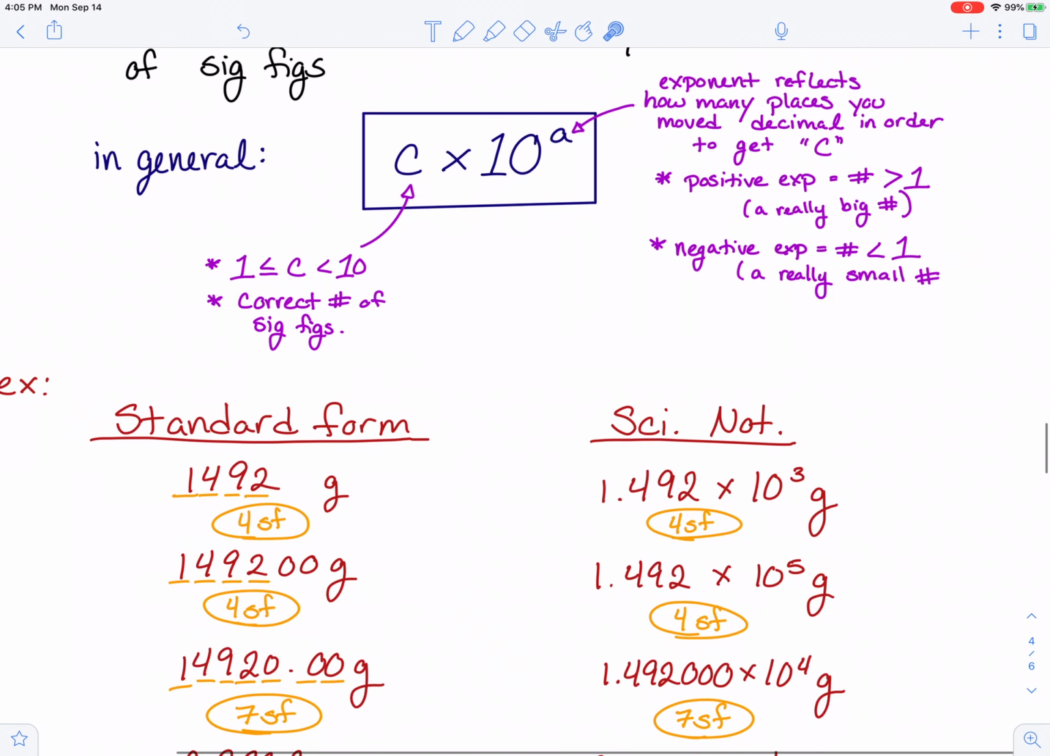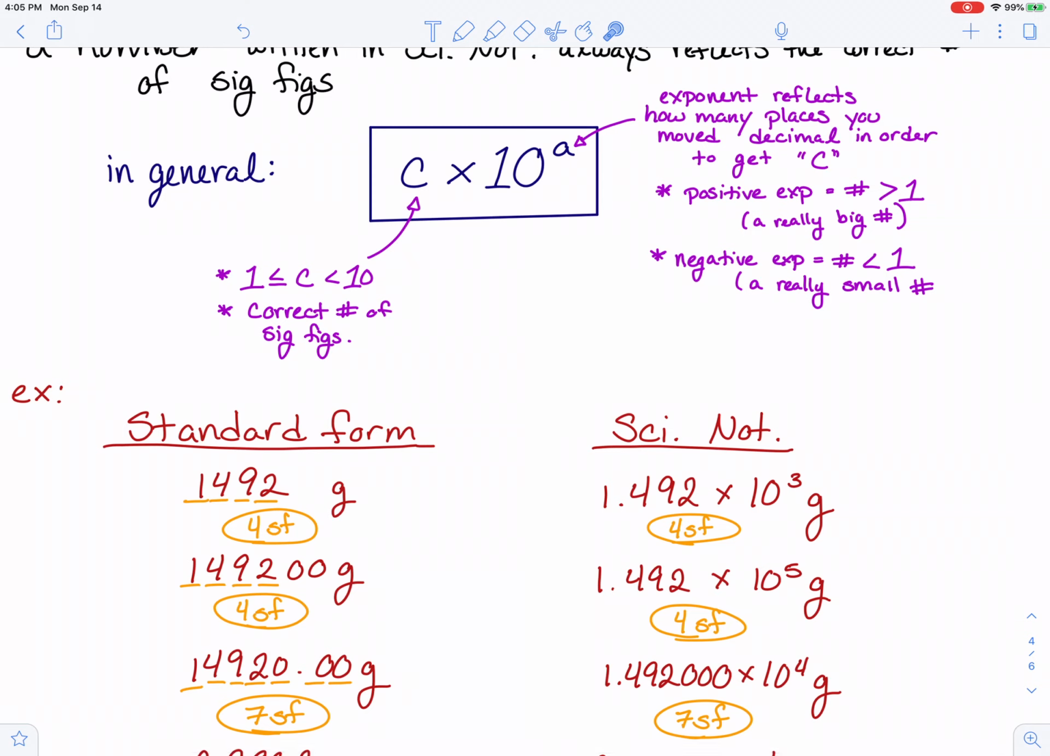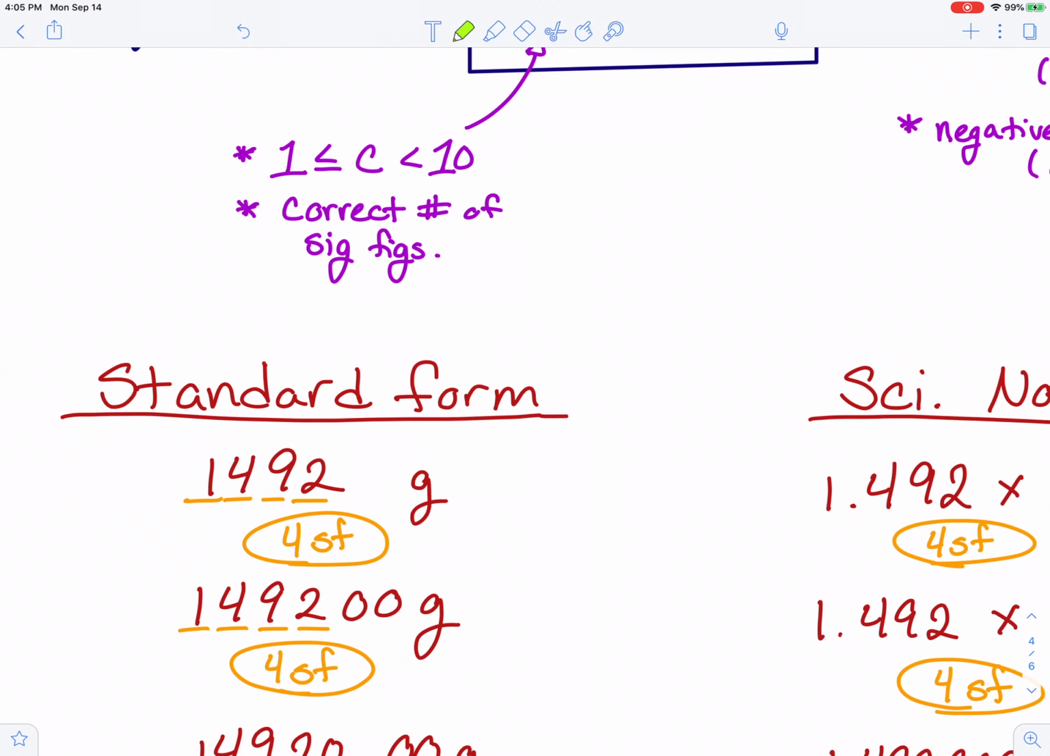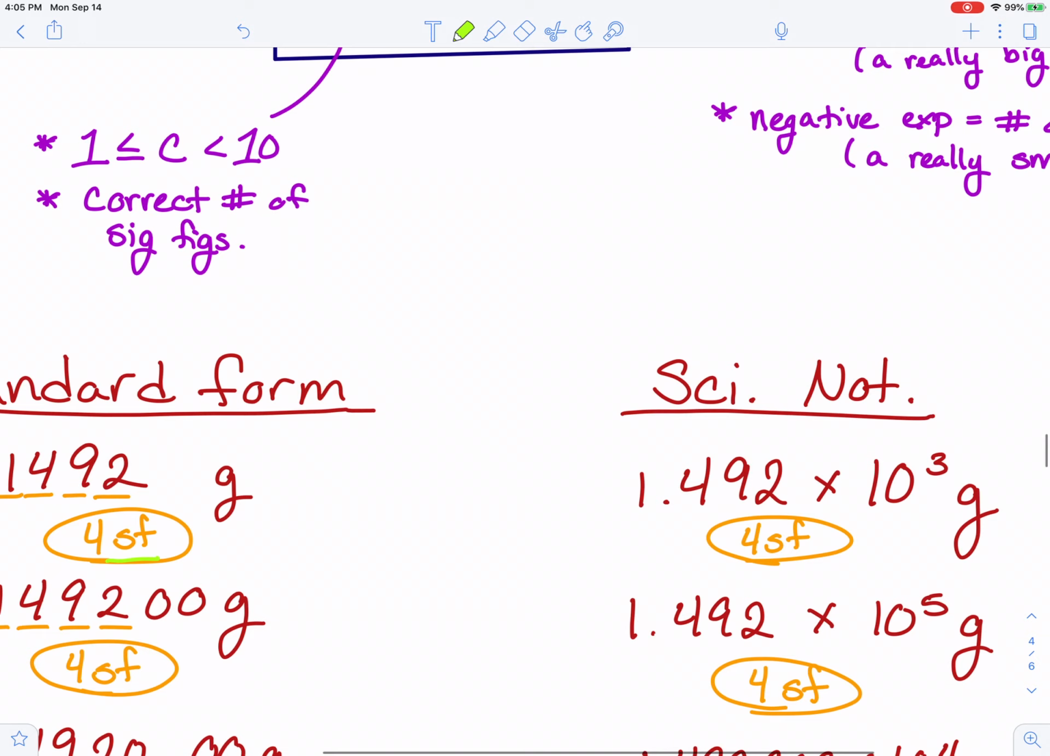So let's look at an example here. I've got numbers written in standard form and then written in scientific notation. A couple of things to keep in mind. This first number has 4 sig figs, so the 1, 4, 9, and 2. So when I write it in scientific notation, it also has to have 4 sig figs. And generally what happens in scientific notation is that my number starts in the ones place. So over here I'm going to write it as 1.492.